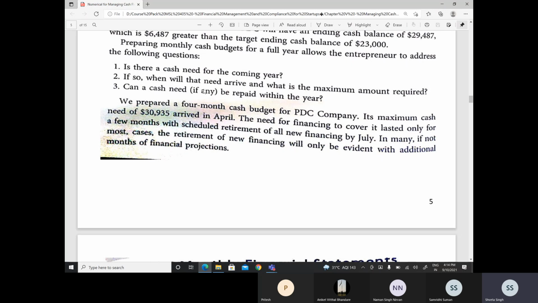We prepared a 4-month cash budget for PDC company. Its maximum cash need of 30,935 arrived in April. The need for financing to cover it lasted only a few months, with scheduled retirement of all new financing by July. In many, if not most cases, the retirement of new financing will only be evident with additional months of financial projections.